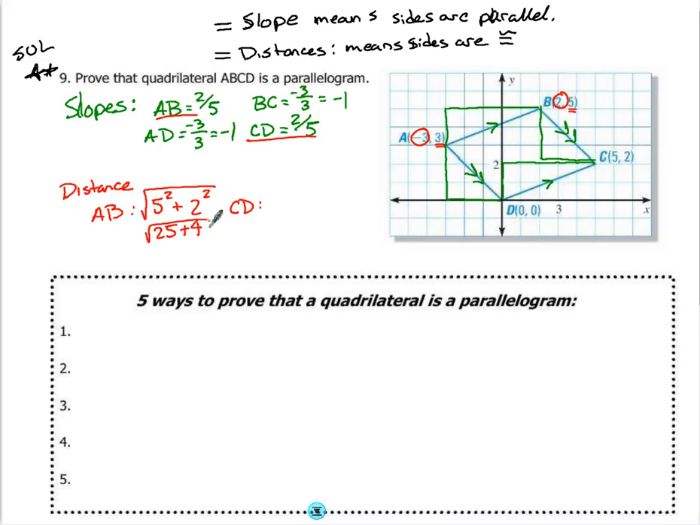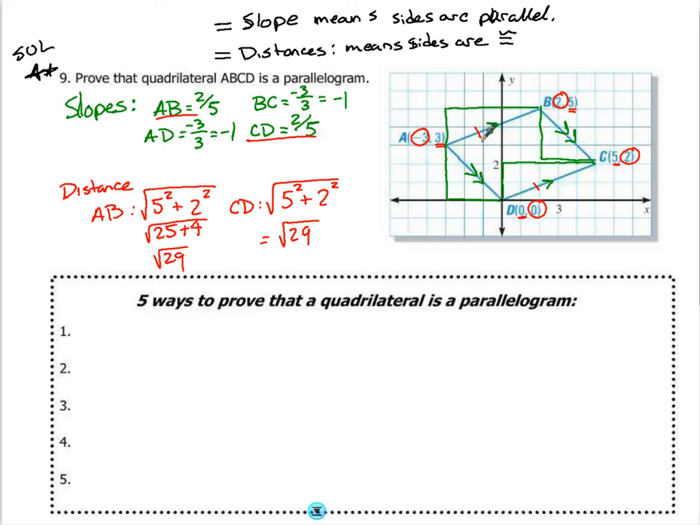So looking at CD, the change in x goes from 0 to 5, so that's a change of 5 squared. Plus the change in the y's goes from 0 to 2, that's a 2 squared. Well, guess what? That is also equal to the square root of 29. So that tells me that AB is congruent to CD. As long as I can prove that one pair of opposite sides are congruent and parallel, then I know that the quadrilateral ABCD is a parallelogram. My proof is in the pudding, and this is the work that would be needed to demonstrate the proof of a parallelogram.